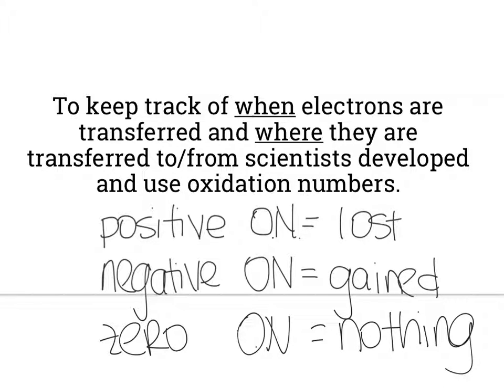So again, oxidation numbers deal with electrons and where they've been transferred. If it's positive, they've lost them. If it's negative, they're going to gain them. And if it's 0, nothing really happens to them in this reaction. If all of the oxidation numbers are 0, we do not have a redox reaction because no oxidation has occurred and no reduction has occurred. No electrons have been transferred.